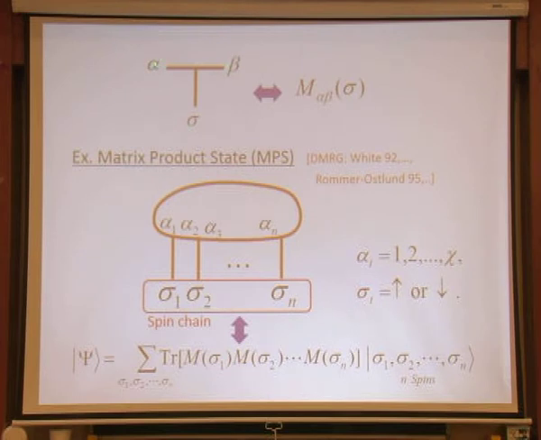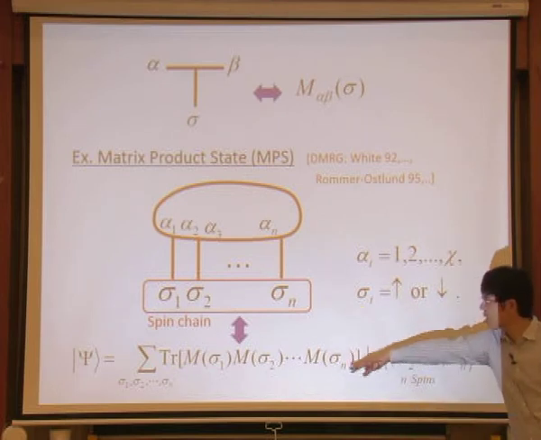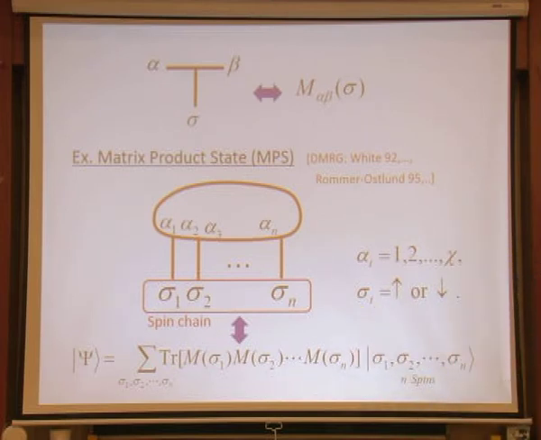These are the indices of the matrix. So this is a chi times chi matrix, and we take the trace of multiple copies of such matrices. And this is the coefficient of this spin state. Once we fix this coefficient, that means we specify the ground state. So we approximately write this coefficient by this matrix product, which is called a matrix product state. Of course, if we take chi to infinity, this gives the exact result, because the coefficient takes arbitrary values. But if we truncate chi, people noticed that this still leads to quite a nice approximation.